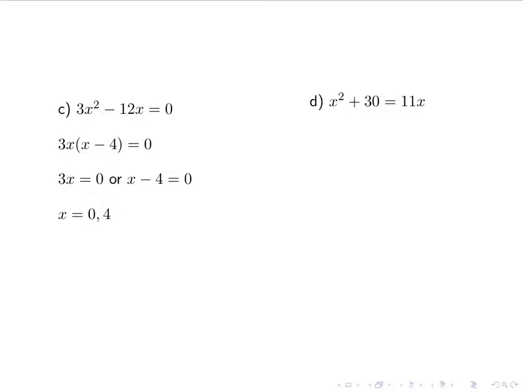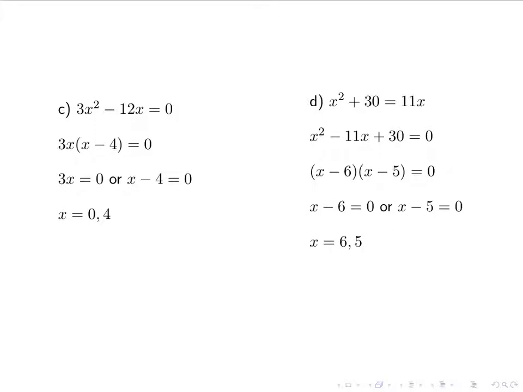For another one, we have x squared plus 30 equals 11x. Again, we don't have 0 on one side, so that's the first thing we have to do. I'll subtract 11x over. Okay. And then we'll factor. Again, two numbers that multiply to 30 and add to negative 11. That's negative 6, negative 5. Set each one equal to 0, and then solve. So x is 6 or x is 5.